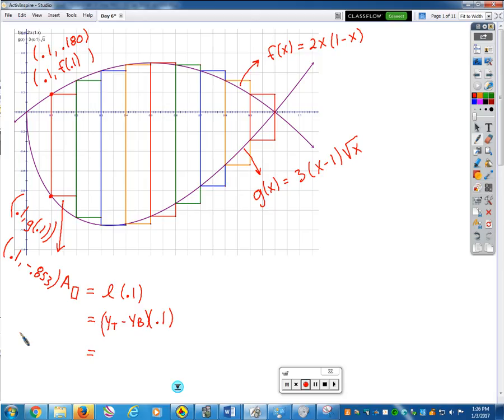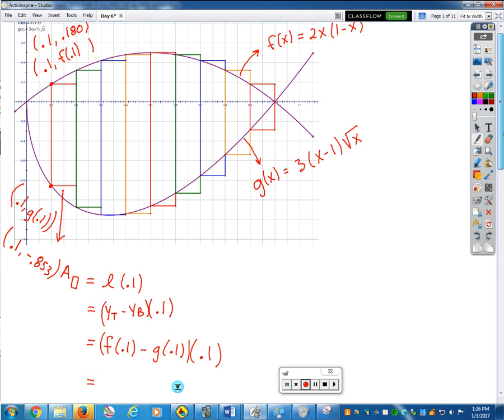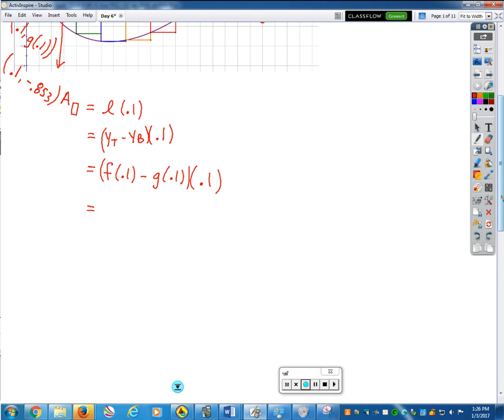So basically, the area of that first red rectangle: the y-coordinate at the top is f of 0.1. The y coordinate at the bottom is g of 0.1. These two subtract to get the length of the rectangle, multiplied by the width of the rectangle, which is simply 0.1. And that will give us the area of that first rectangle. So that'd be 0.180 subtract negative 0.853 multiplied by 0.1.